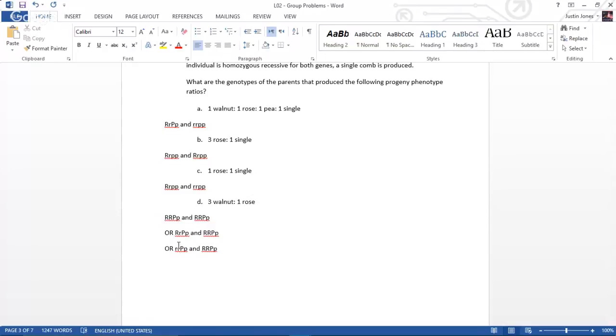But yeah, you can't really know for certain which it is. So that's why I have the double uppercase, or double dominant, and then a dominant recessive, and then double recessive.